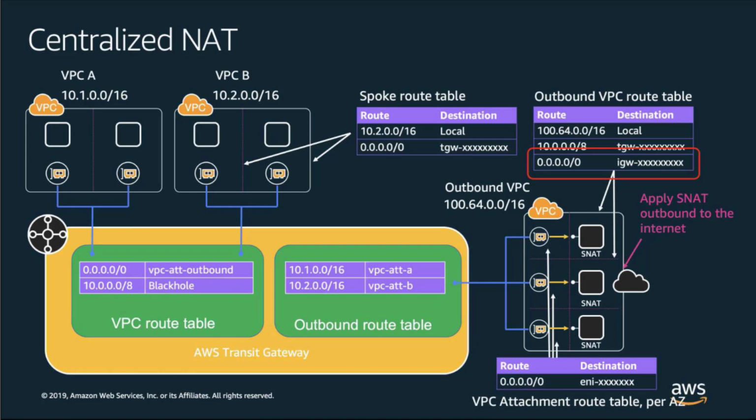Another thing to note in this type of architecture is we can only have one ENI per availability zone. Ergo, we can only have one firewall or NAT gateway per availability zone as well. So there are some scaling things here.